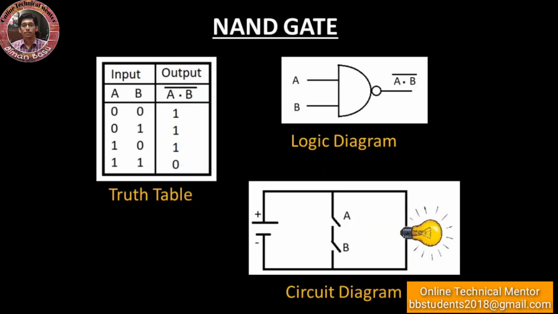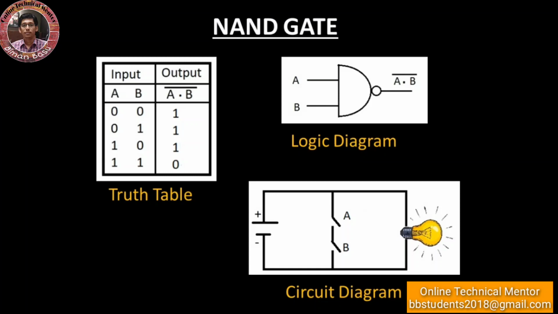Now this is the circuit diagram of NAND gate, where A and B are in series and both of them are attached in parallel with the source and the load also. So what is happening here?